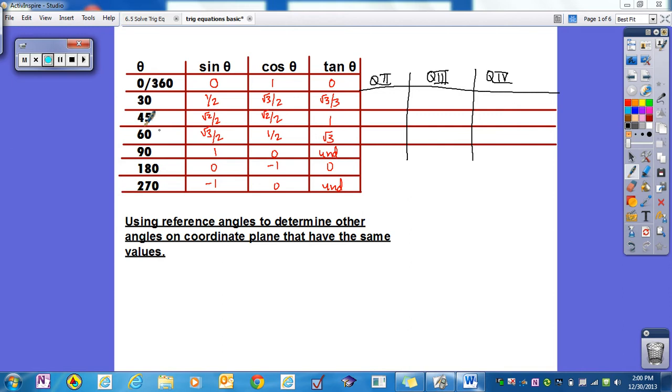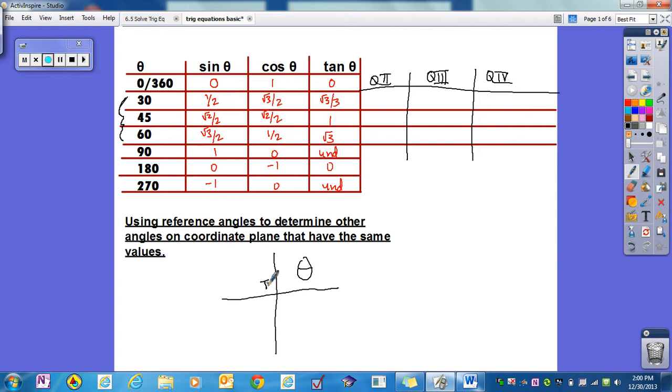Alright, but what I want you to draw your attention to is when you look at 30, 45, and 60, all of that comes from the first quadrant. But we have more than just one quadrant in our coordinate plane. We have 4 quadrants. Now 30, 45, and 60 represent reference angles. So 30, 45, and 60 are just 30, 45, and 60 in the first quadrant.